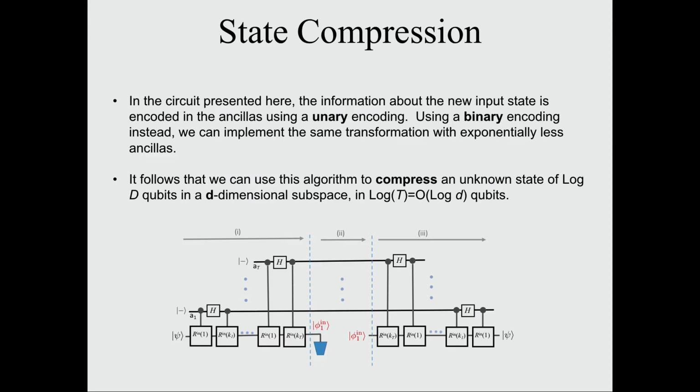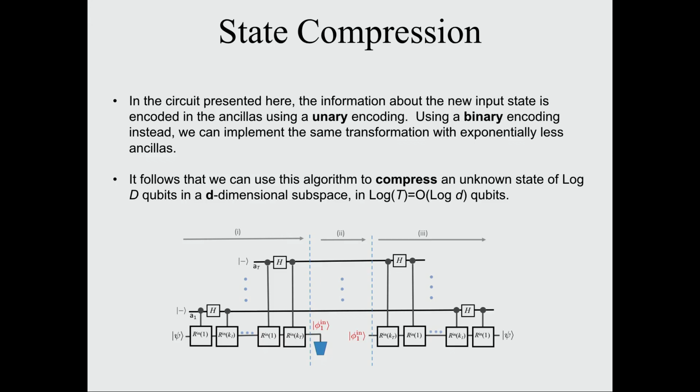The reason is that if you look at this circuit carefully, you understand that information about the state psi is encoded in these ancillary qubits using a unary encoding. And if you do a binary encoding of this information, you can achieve the same task. You can achieve the same precision with a logarithmic number of qubits, log t ancillary qubits. And in this way, you can think of this as a compression algorithm.